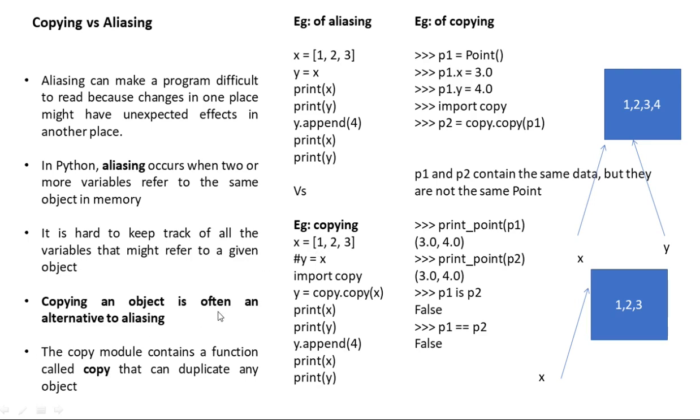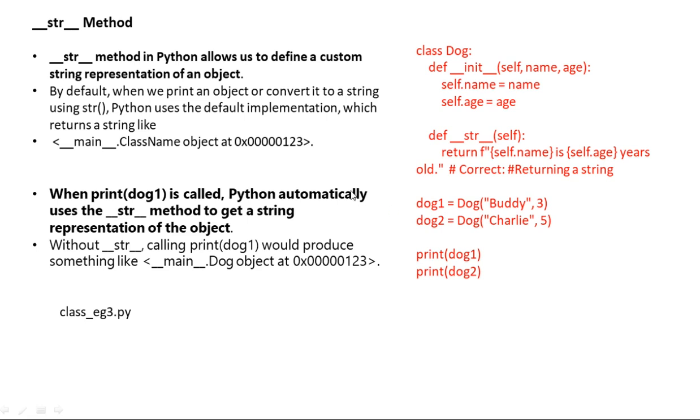Okay, so copying is an effective alternative to aliasing. It will only duplicate the object, but they will not point to the same memory location. Now coming to the next concept, the str method. Now when do we use this method? The str method, as the name says, is a function, and the functionality of this Python function is to define a custom string representation of an object.